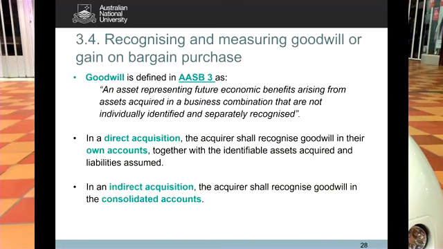Okay. Then, yes. So for goodwill, recognizing and measuring the goodwill or gain on bargain purchase. This is the 4th step of the acquisition method. Then for the direct acquisition, the acquiree will cease their operation. The acquirer should just recognize the goodwill in their own account. And for indirect one, both the acquirer and acquiree will continue their operation. So the acquirer will recognize goodwill in their consolidated accounts. Okay?